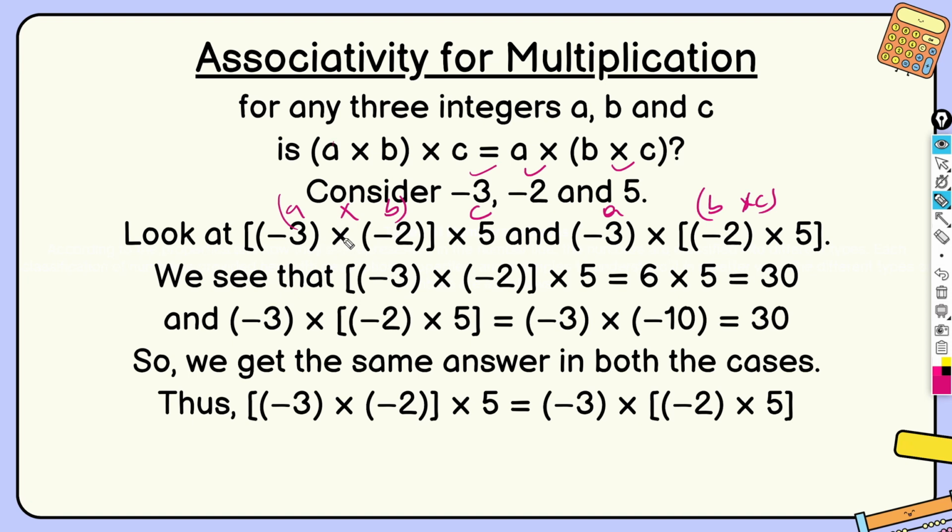So in this case, minus 3 into minus 2 is plus 6 and into 5. So the total result is 6 into 5, which is equal to 30. Similarly, if we take this one, minus 3 into minus 2 into 5 is minus 10 and into minus 3, which will be equal to 30. So we get that a into b into c is equal to a into b into c. Thus we can say that multiplication of integers follows the associative property.